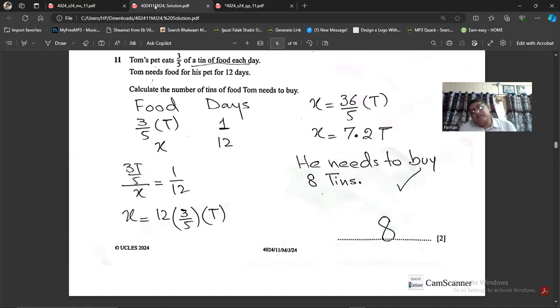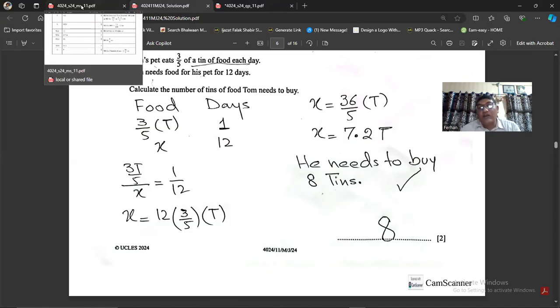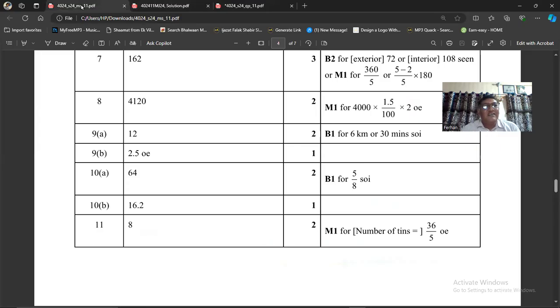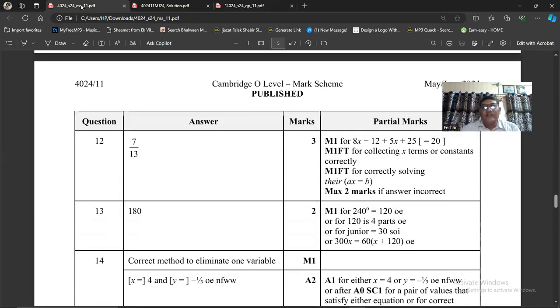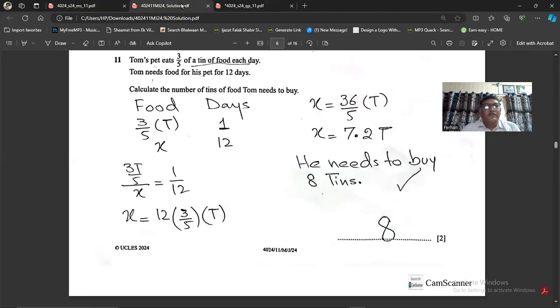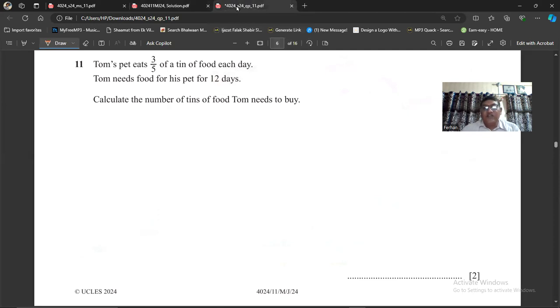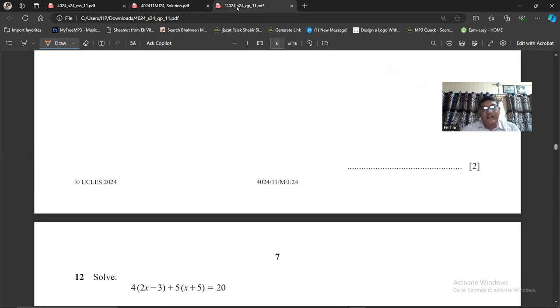So 7 full tins, and 0.2 tins, because 0.2 tins are not available, so you will have to buy 8 tins. So he needs 8 tins. Okay. So it's not a matter of rounding off. When I say I need 7.2 tins, it means you need 8 tins. So 8 tins is the right answer, sir. I hope you understand. So we are going to the next part. Okay. So this is how this is done. 7.2 was the actual answer, but when you need 7.2 tins, you will actually buy 8 tins.